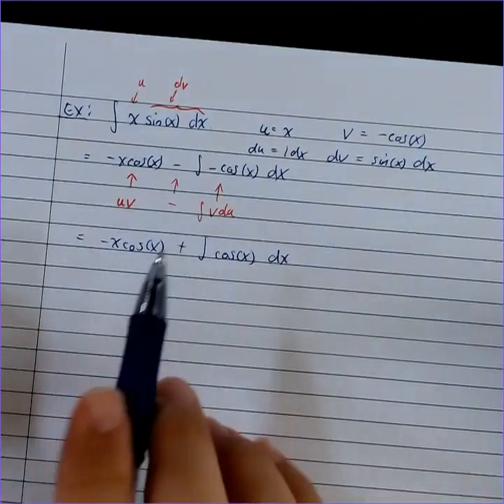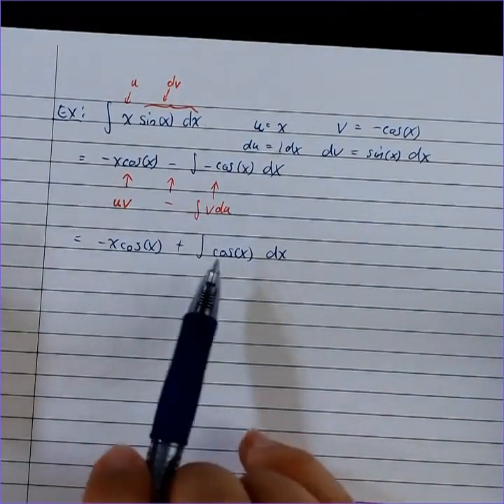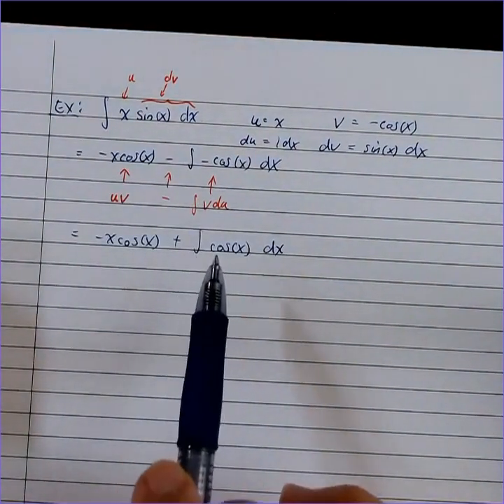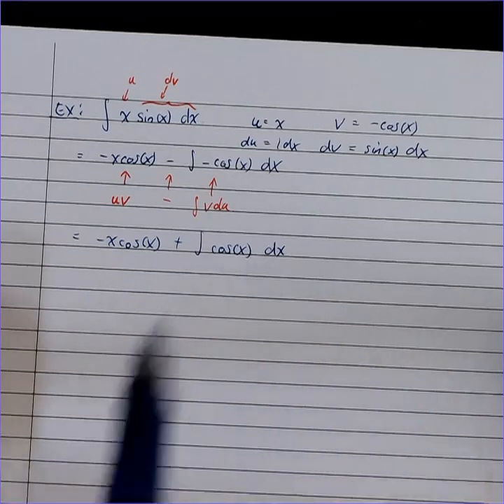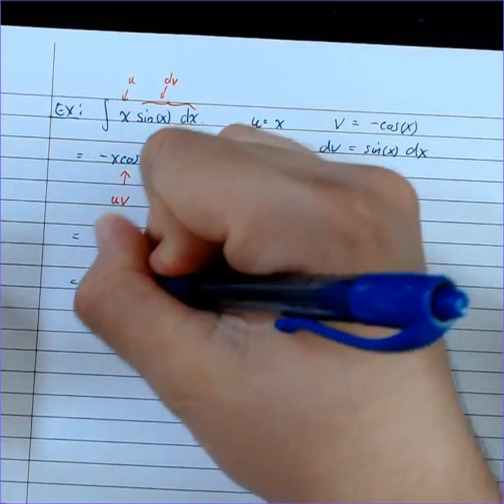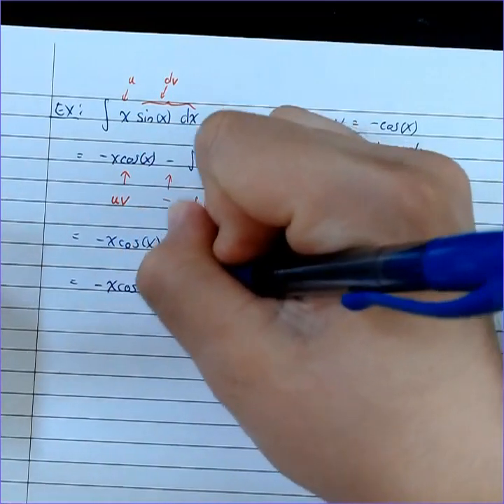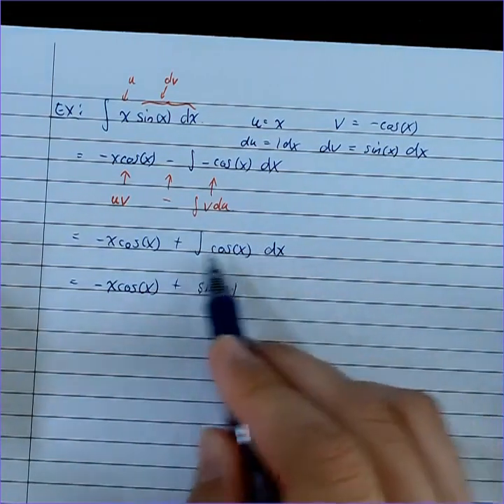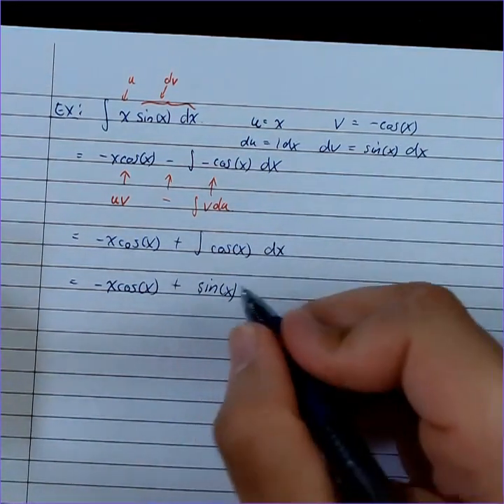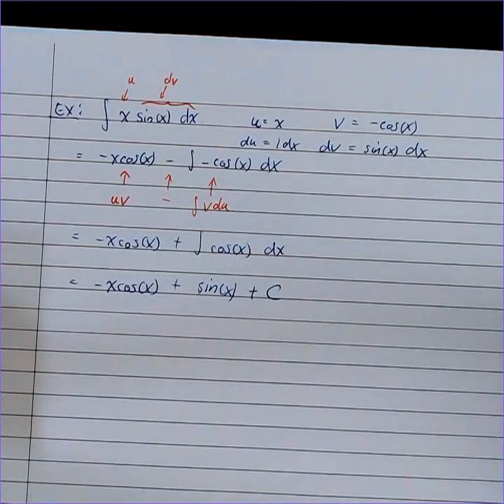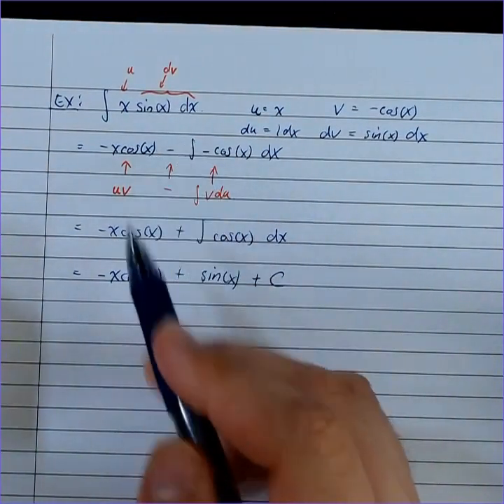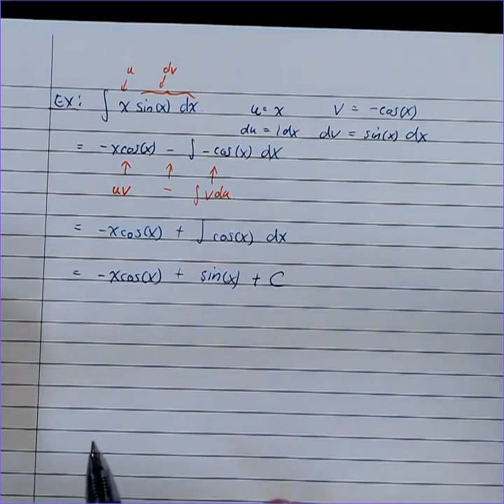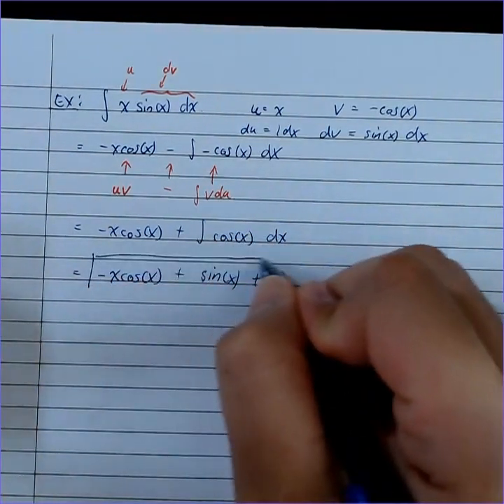Notice we're not done yet. We still have an integral to find. But notice that this integral is much simpler than the one before. We know how to do that one. The integral of the cosine of x with respect to x is the sine of x. And then at our very last step, once we've integrated everything all the way through, now we'll worry about putting our constant at the end. And there we go. So the integral of x sine of x with respect to x is going to be negative x cosine of x plus sine of x plus a constant. And that's our result.